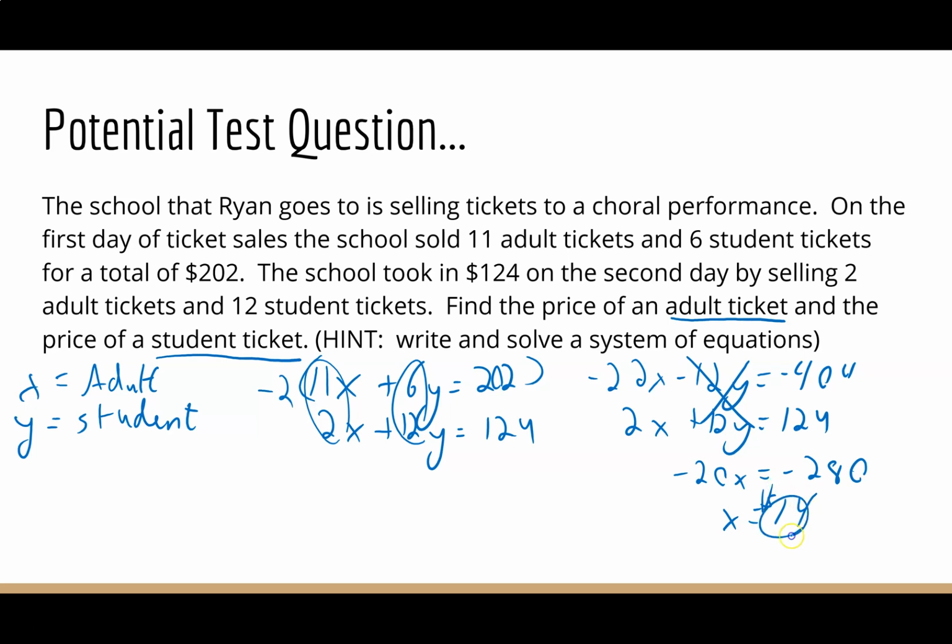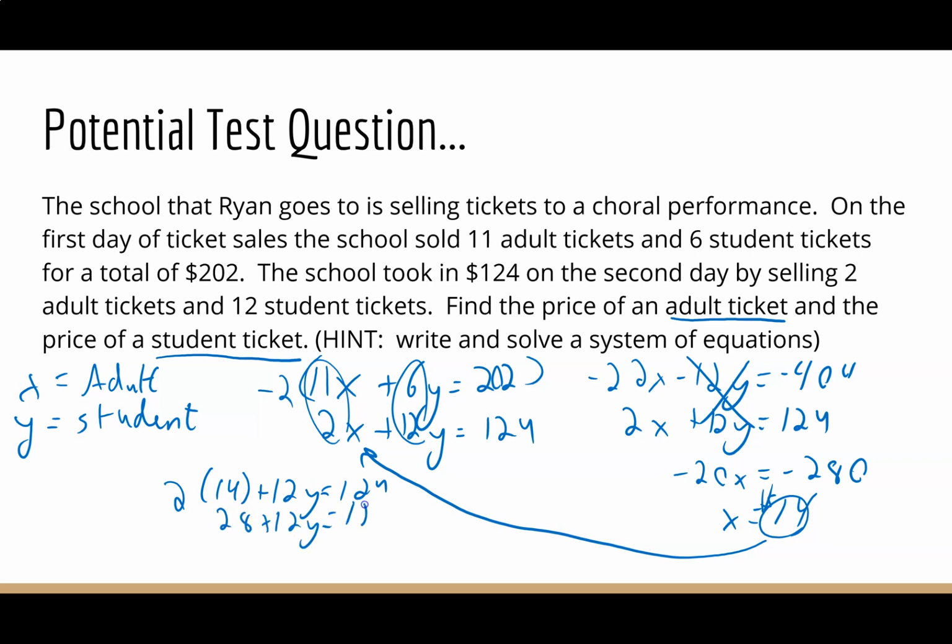I'm going to go ahead and take this, plug it back into one of my equations. 2 times 14 plus 12y is 124. 28 plus 12y is 124. Minus 28, and I get 96. Divided by 12 is 8. So adult tickets, 14, students, 8.